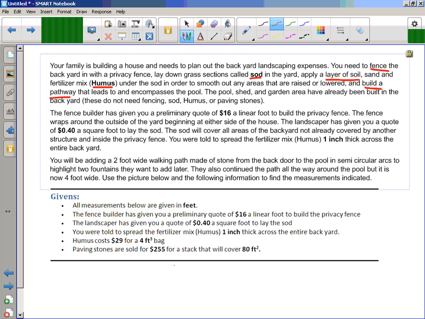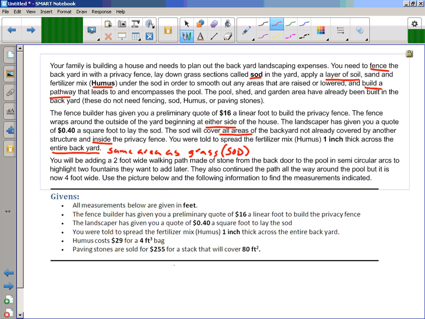The fence wraps around the outside of the yard, beginning at either side of the house. The landscaper is giving you a quote. The sod will cover all areas of the backyard not already covered by another structure, and inside the privacy fence we're building. You were told to spread the fertilizer mix 1 inch thick across the entire backyard. I should note that will be the same area as grass, so that's the same area as the sod.